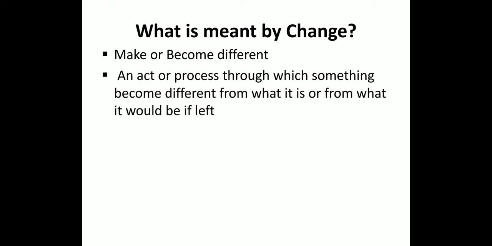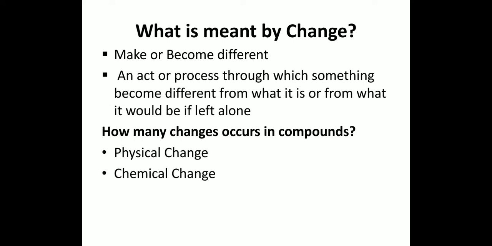Before we describe physical and chemical change, we describe what is meant by change. Make or become different; an act or process through which something becomes different from what it is or from what it would be if left alone. Now, how many changes occur in compounds or substances? There are two types of changes: physical change and chemical change. Now we will describe physical change first.